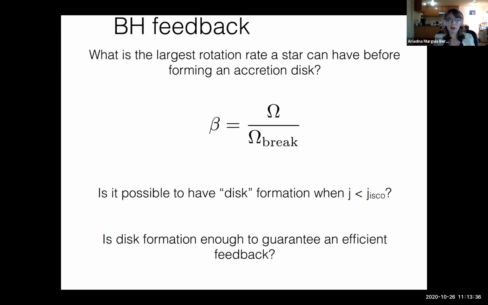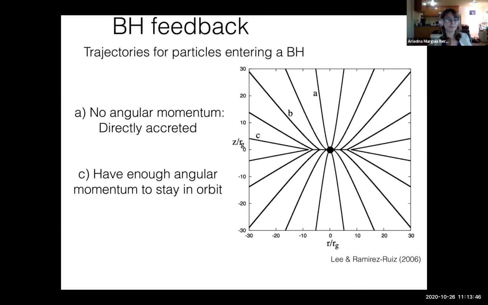So let's try to figure out what happens at very low angular momentum flows. Low enough so that a disk may or may not form. So let's try to simulate that. And let's think first about how particles fall into a black hole. So here what I'm plotting is several trajectory lines that a particle can have. If the particle has no angular momentum, it will just have this kind of trajectory and be directly accreted onto the black hole right here.